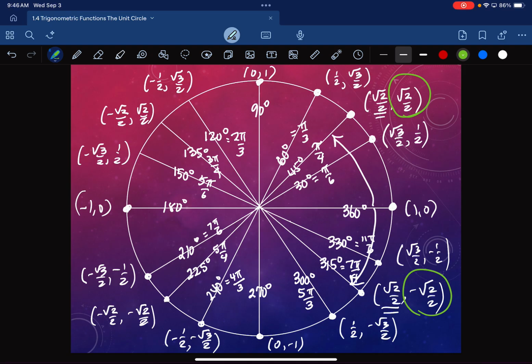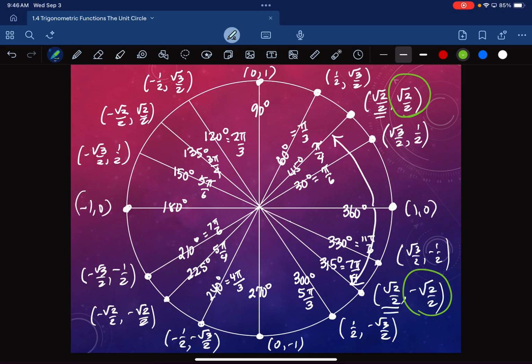The same thing happens for tangent because tangent is a ratio of x's and y's. If the x value is not changing signs, which it doesn't from quadrant 1 to quadrant 4, right? But the y value does because it's positive in quadrant 1 and negative in quadrant 4, right? If one changes and the other doesn't, that means we're going to end up with a ratio that changed its sign, okay? Now, I'm not going to ask you to tell me that in the future, but I do want you to know it's just coming from the unit circle.